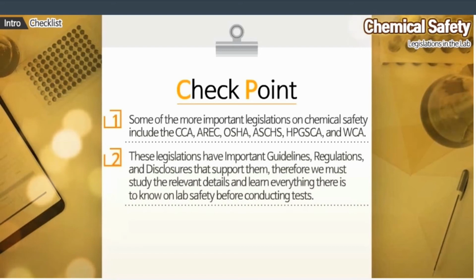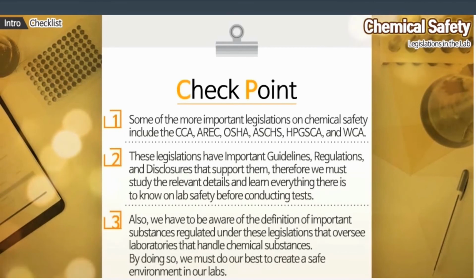These legislations have important guidelines, regulations, and disclosures that support them. Therefore, we must study the relevant details and learn everything there is to know on lab safety before conducting tests. Also, we have to be aware of the definition of important substances regulated under these legislations that oversee laboratories that handle chemical substances. By doing so, we must do our best to create a safe environment in our labs.